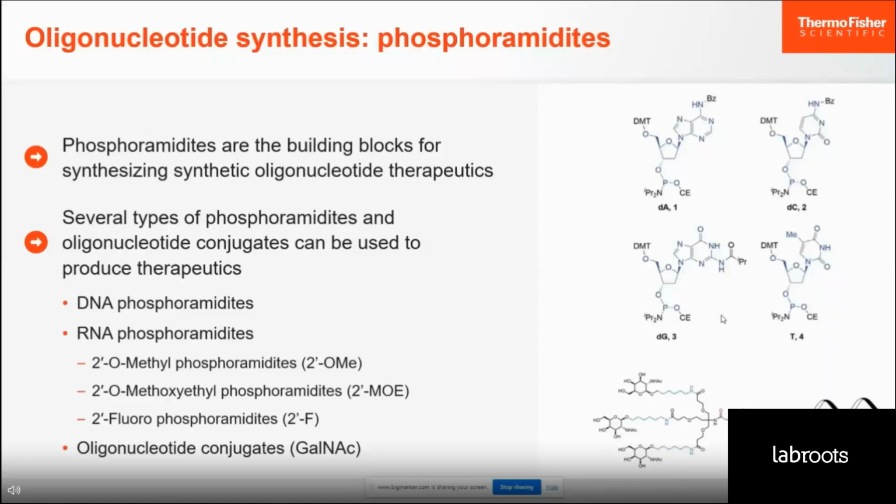The simplest form of these being really the DNA phosphoramidites shown here, followed by the now common 2' modifications of RNA phosphoramidites, whether that's 2' methyls, 2' MOEs, or 2' fluoro modifications, and additionally any conjugates that can be added to the oligo in the form of GalNAc as an example for delivery.